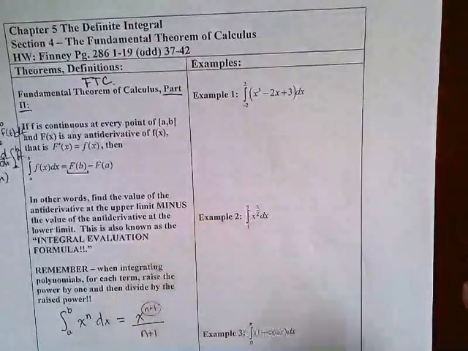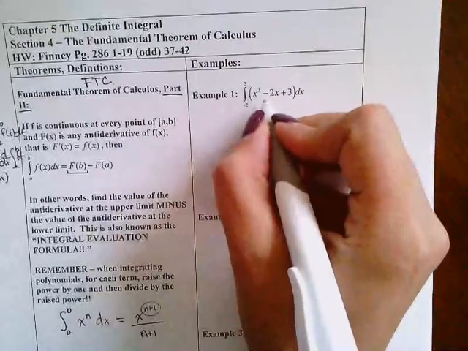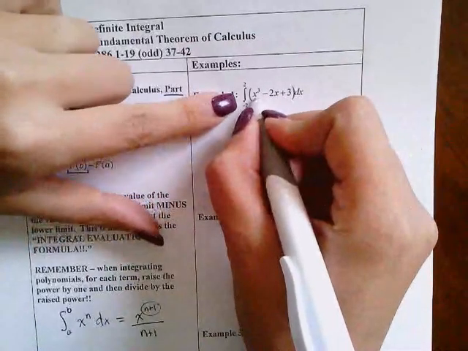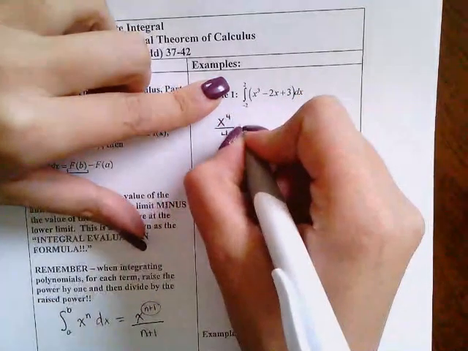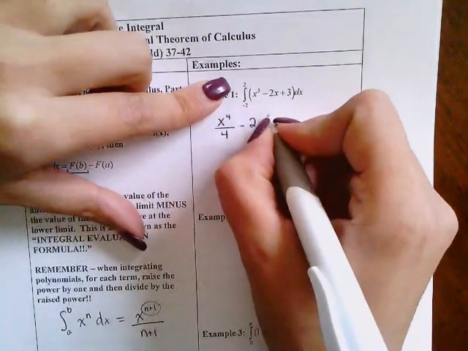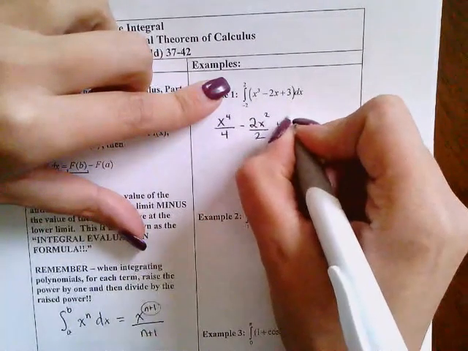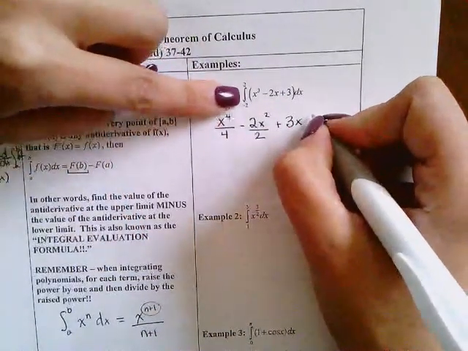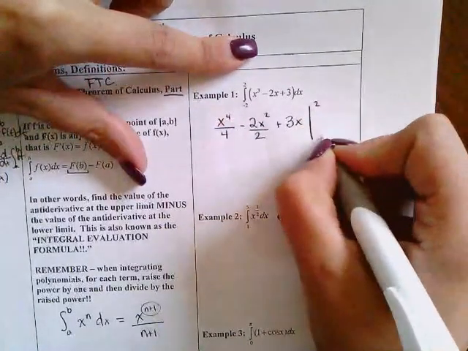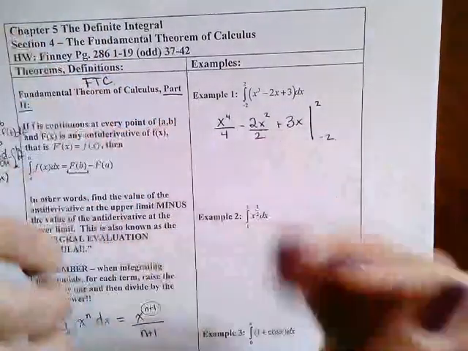This has almost nothing to do with the first part of the fundamental theorem of calculus. So, do you know how to integrate this? What is the integral of x cubed? It's x to the 4th over 4 minus 2x squared over 2 plus 3x. Now, it would be plus c if it wasn't defined, but I'm not going to put the plus c there, so the limits are 2 and negative 2.